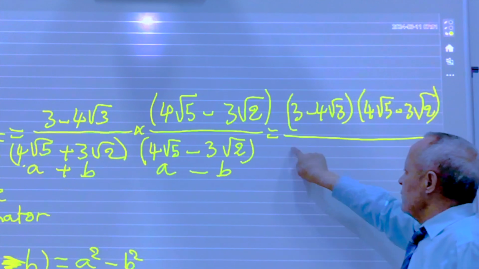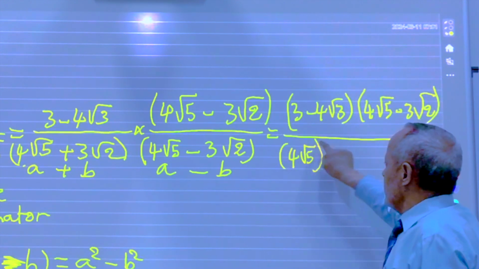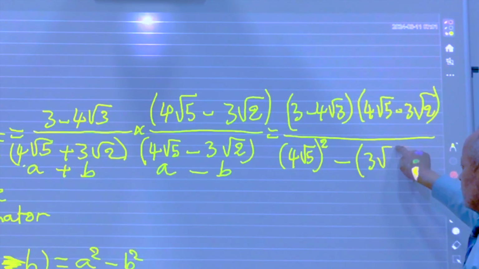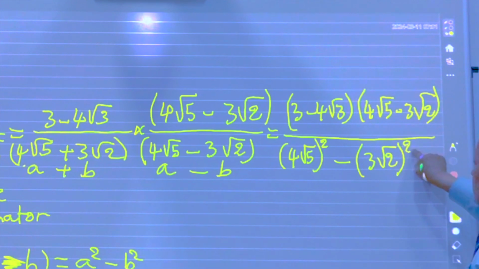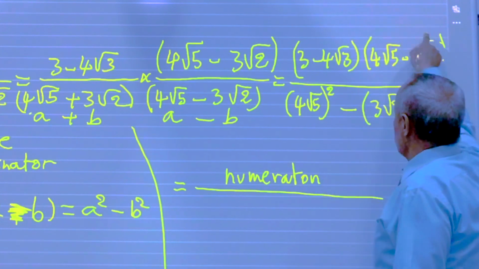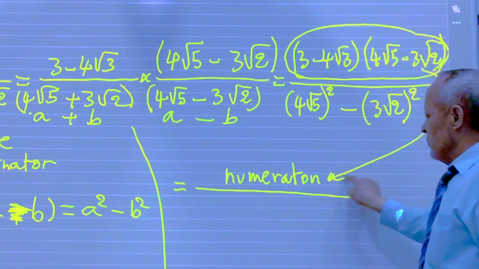Times 4 square root of 5. This is my a squared minus 3 square root of 2 squared. I mean this, yeah? Yes. Copy it as it is here.